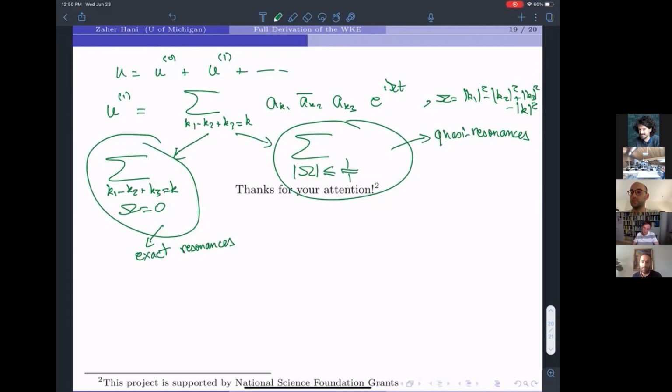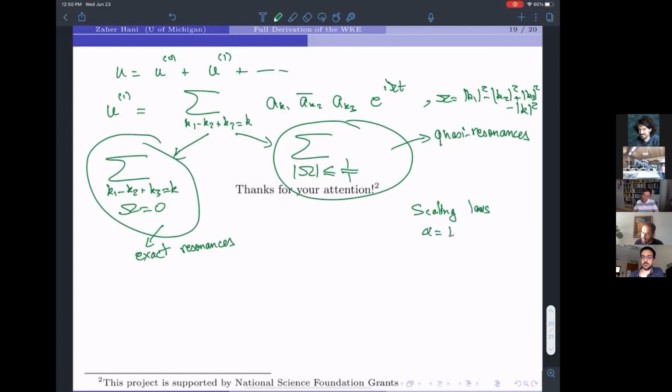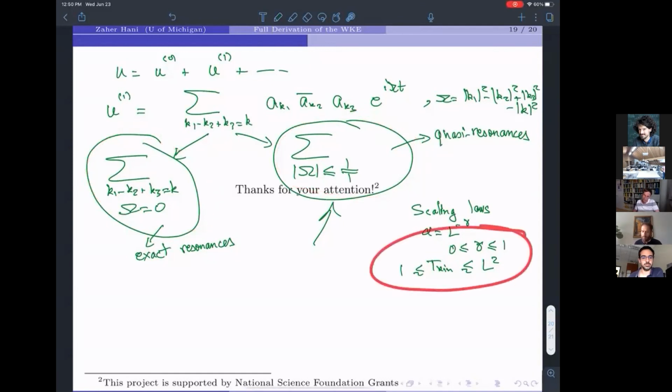The point is that if you are working in scaling laws such that alpha equals L to the minus gamma, where gamma is between 0 and 1, this means that the kinetic time scale is between 1 and L squared. Then you always have that the quasi-resonances dominate the exact resonances, no matter what the shape of the torus. If you impose an irrationality assumption on the torus, then the quasi-resonances dominate the exact resonances on a larger regime, so you can treat more and more scaling laws in the irrational case.